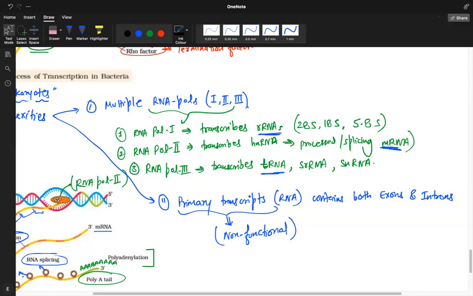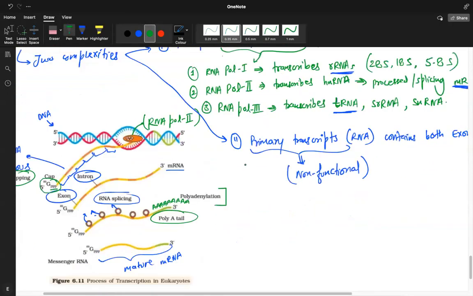So what is the solution for this? If you have guessed by now, then you are right. The solution is post-transcriptional processing. And this includes three things.